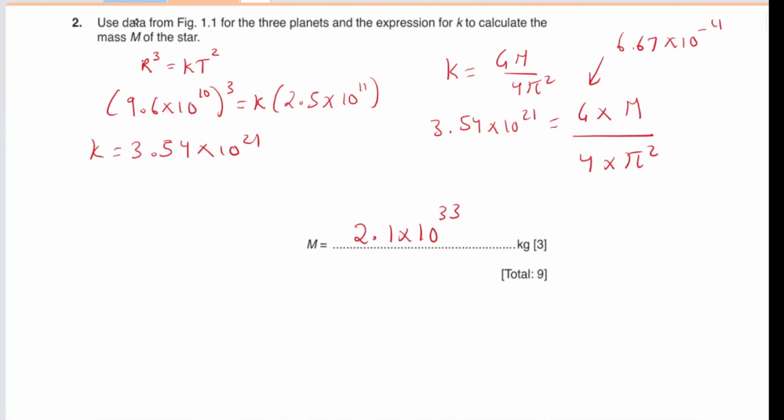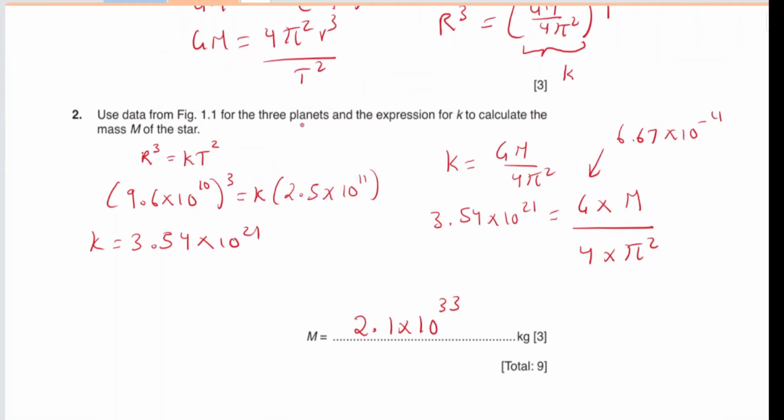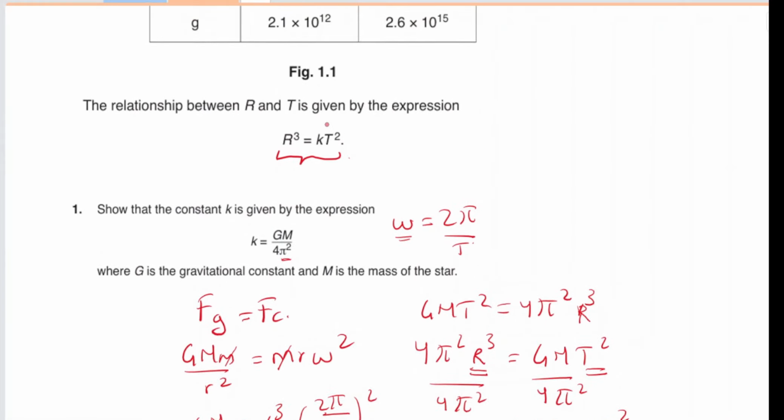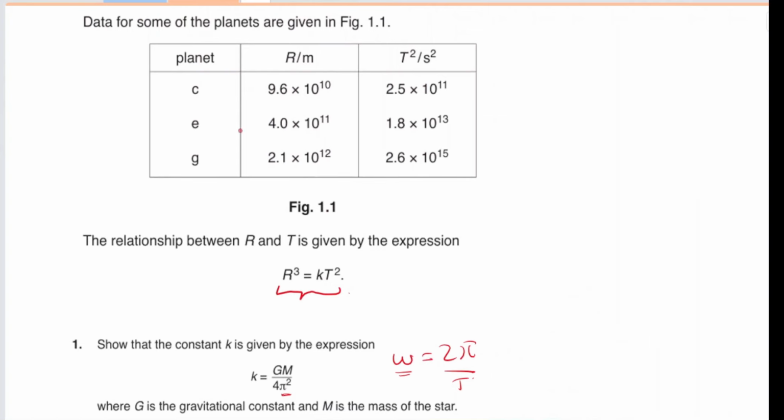Right, now going to the last question. Use data from figure 1.1 for the 3 planets and the expression for k to calculate the mass M of the star. So in this question, what you have to do is use this relationship, r cubed equals kT squared. Now you see that we have data for 3 planets and we have everyone's radius and the T squared. Note that this is T squared itself, so this T squared will directly be this value. But for the r, you'll have to cube it. So for example, you take this planet C, you have to do r cubed, and for the T squared, you just plug in this value directly.